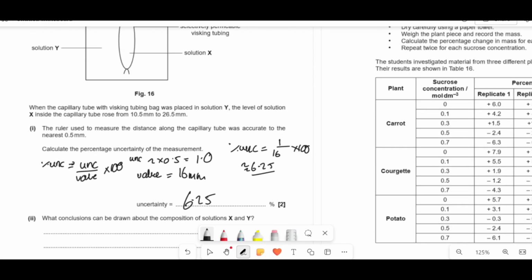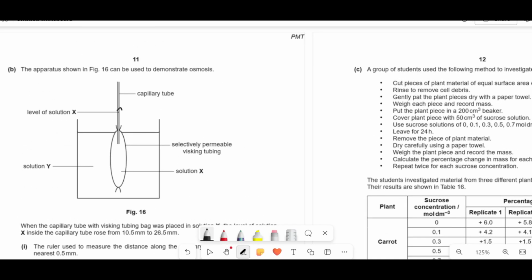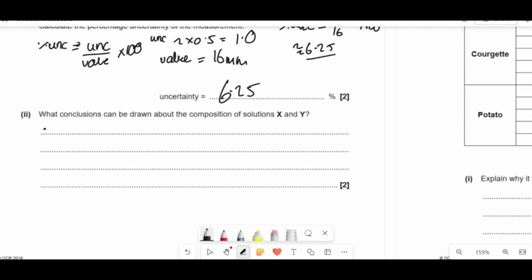So if we have a look in this question, it's told you that inside the tube, the capillary, the volume had gone from 10 millimeters to 26.5. So this level of solution had gone up. So if it's gone up, then it means water must have entered this to push it all up. So we're looking at osmosis, remember? So the reason that it's gone up must be that the water potential in Y is higher than in X. So then you would say that. So Y has a higher water potential than X. There you go. So therefore water moves in by osmosis.